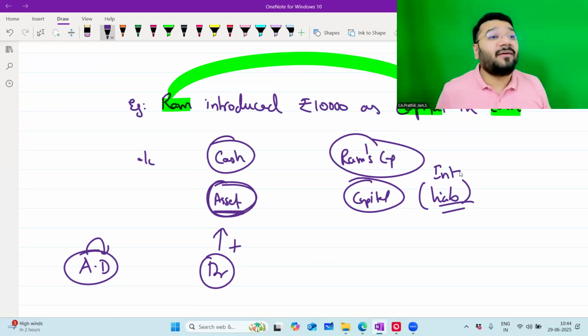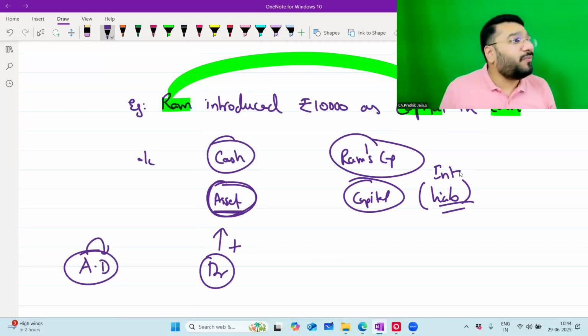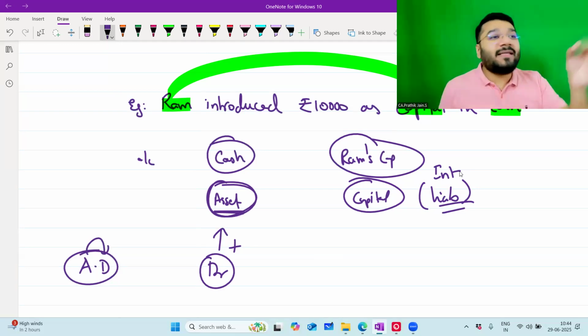So Ram gave me 10,000 today. Tension increased by 10,000. Tomorrow Ram gave me 20,000 rupees. Tension further increased by 10,000. 20,000 in total. Day after tomorrow, Ram gave a further 10,000. So what is my total tension now? 30,000. So liability is equal to tension.